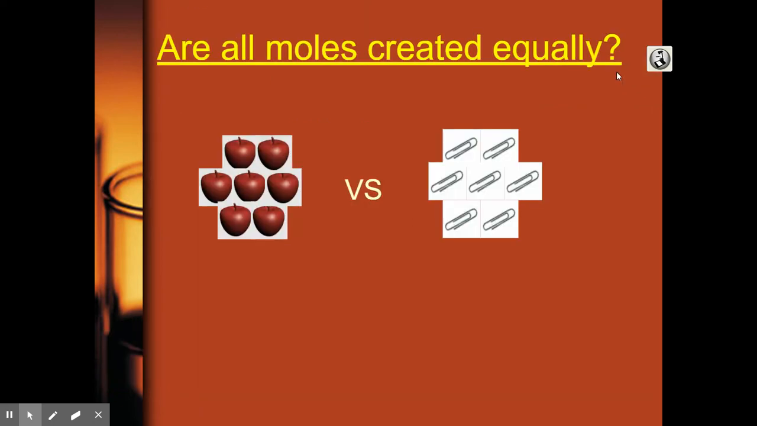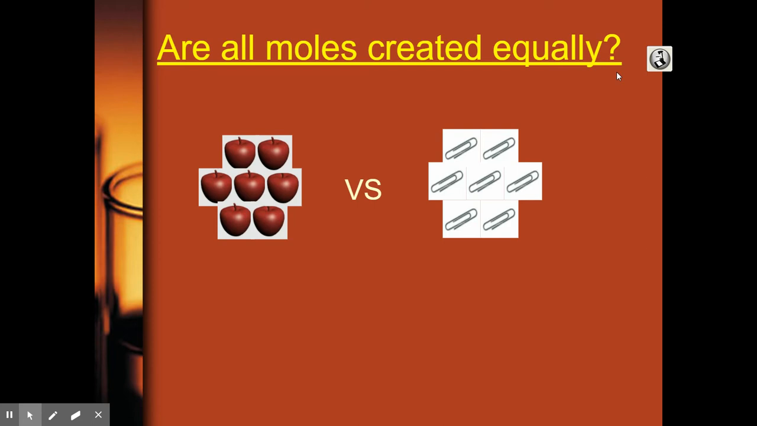Are all moles created equally? No. So if you look on the picture here, we've got apples and paper clips. All right, I think everybody in here can count that there's 7 apples and 7 paper clips. What if I said, instead of having 7 apples and 7 paper clips, I had 7 pounds of apples and 7 pounds of paper clips?